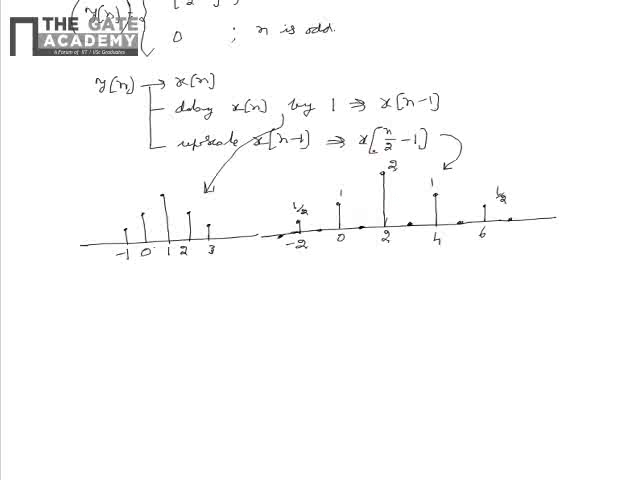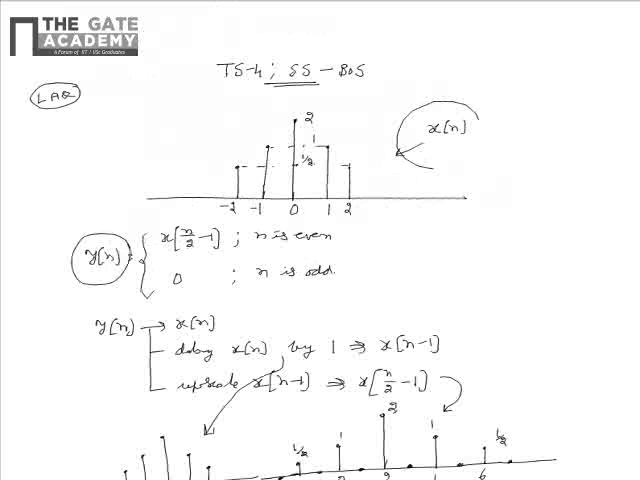So from this we see that y of n can be obtained from x of n by delaying x of n by 1 unit and then upsampling the resultant signal by 2 along the n axis to get y of n. So whatever plot we got corresponds to y of n, and the correct option representing the plot of y of n is A.